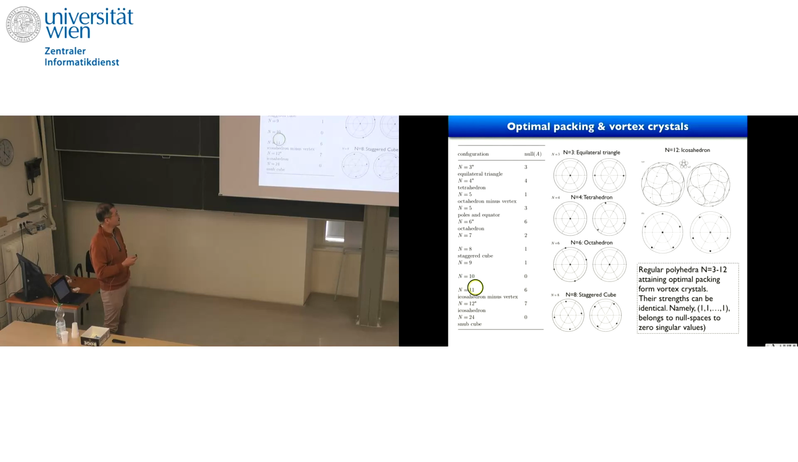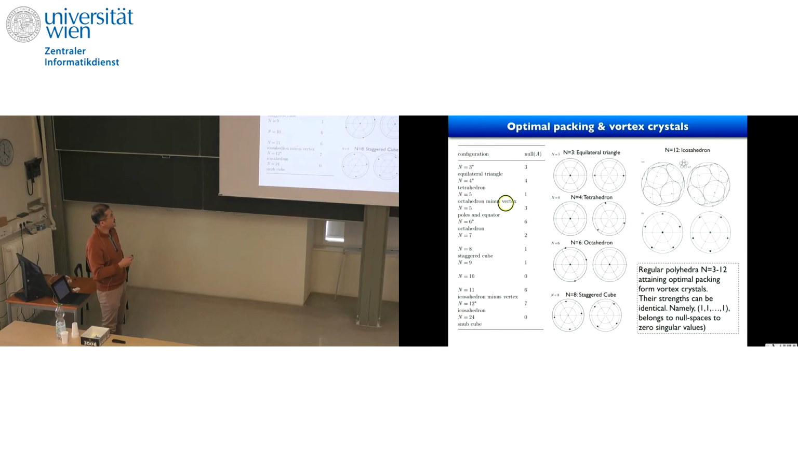but for 10, this is not the case, because the null space of the configuration matrix has no singular space. On the other hand, for 11 and 12, we still have Vortex crystals when the points are on the icosahedron. Then this is the icosahedron case. This also gives rise to Vortex crystals.